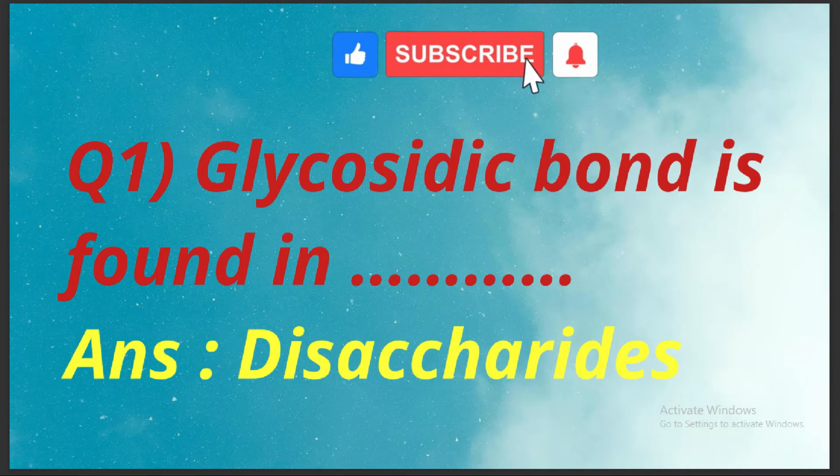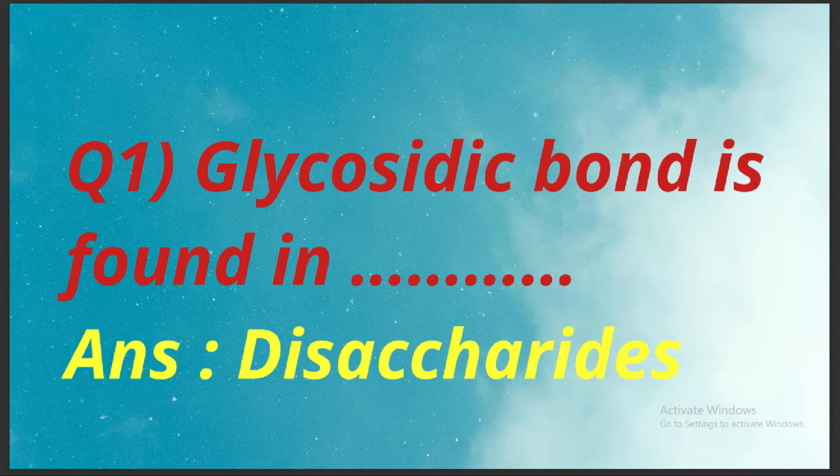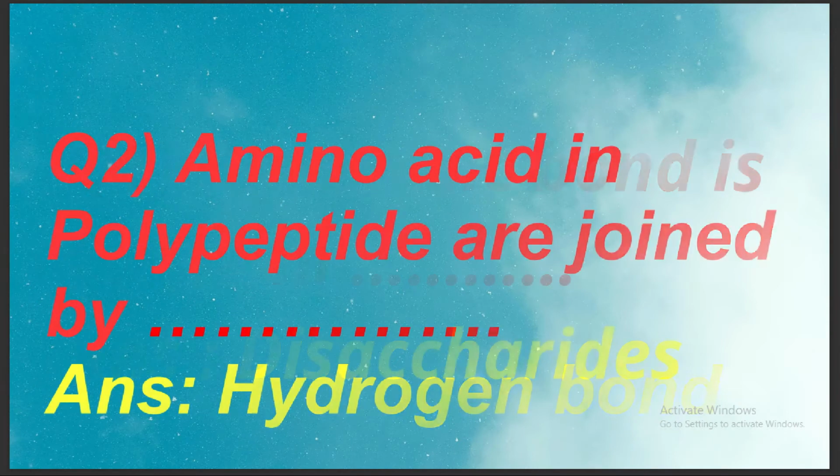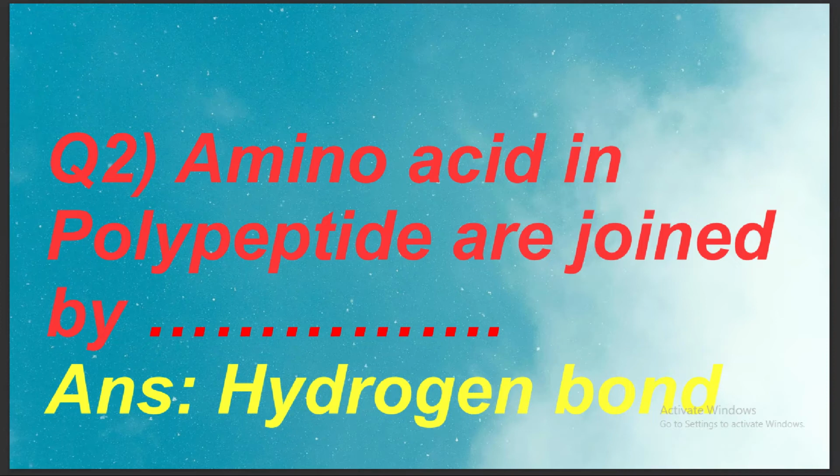Question number 1. Glycosidic bond is found in disaccharides. Question number 2. Amino acids in a polypeptide are joined by which bond? Hydrogen bond.